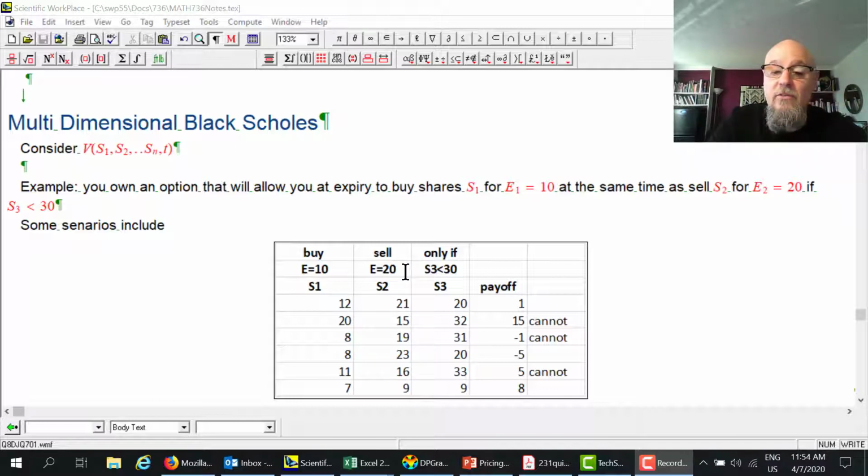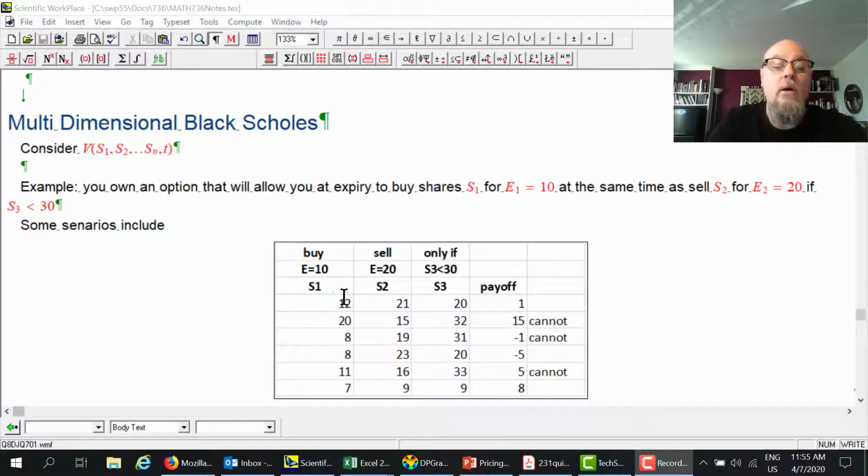But I also have to sell stock 2 for $20, and it's worth 21, so that's a loss of $1. But do I want to do this? Yeah, in the end, I'll make $2 here, lose $1 there. It's a payoff of $1. So in this scenario, I'd say yes, let's do it, and I make $1. What if stock 1 is all the way up to 20 bucks? Buy it for 10, yeah. Stock 2 is at 15. Sell it for 20? Yeah. That'd be a payoff of 15, but I can't because stock 3 is above $30. So I'm not allowed to do it, and the payoff to me is actually 0.